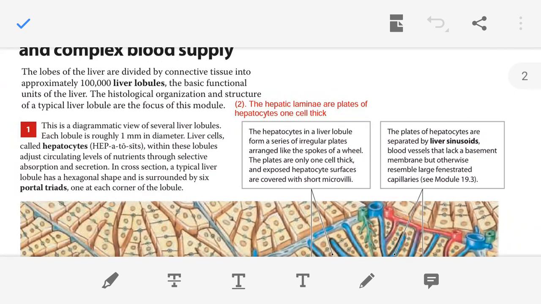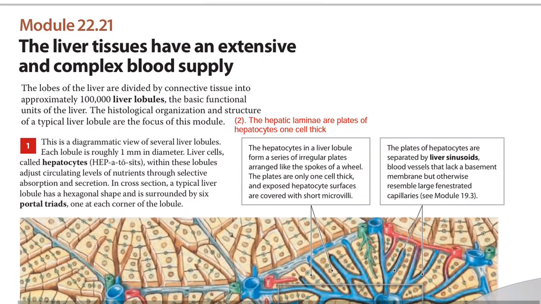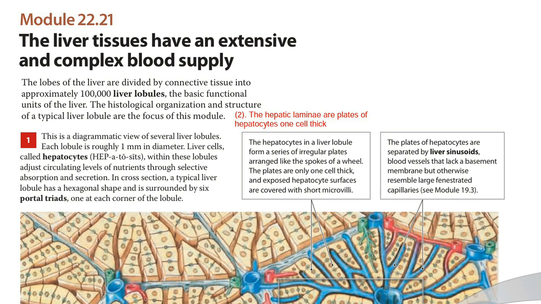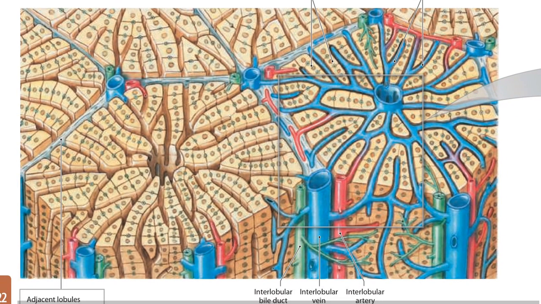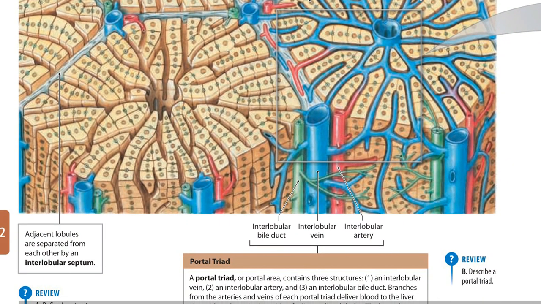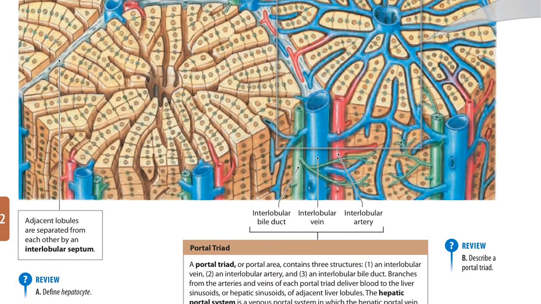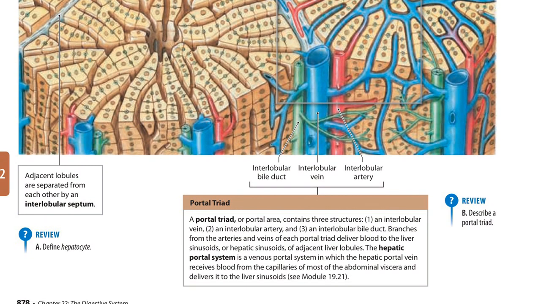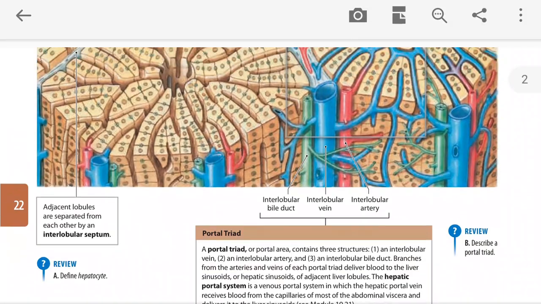Now in fact this figure is also important, so I am showing you the entire figure. You can go through all the information. All the names at the bottom: interlobular duct, interlobular vein, interlobular artery, then the information regarding the portal triad. You can go through this. Then the interlobular septum. Okay.